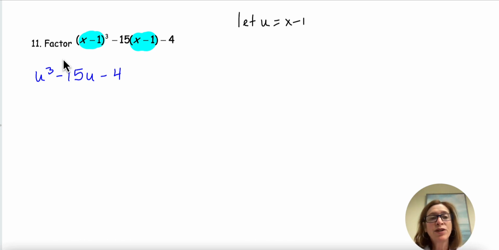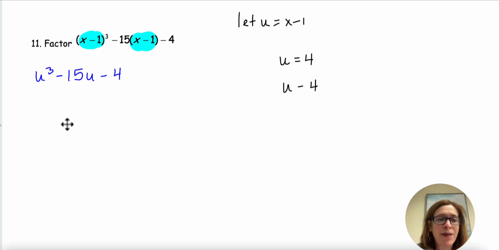Until we learn division, I wanted you to get creative. So I said, okay, in these examples, maybe the calculator could help us. If I put this into my calculator, it's a cubic function. You're going to see that it has one x-intercept, and that x-intercept, when I looked at the calculator, was 4. That means a factor was U minus 4. So I'm going to work backwards.